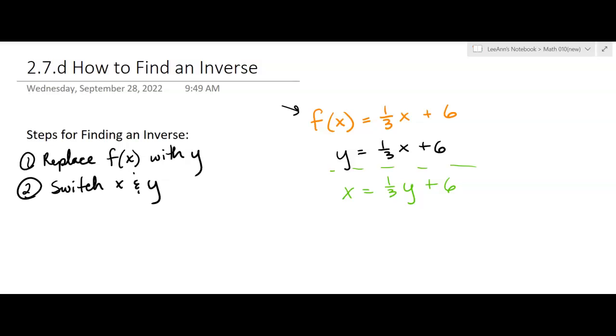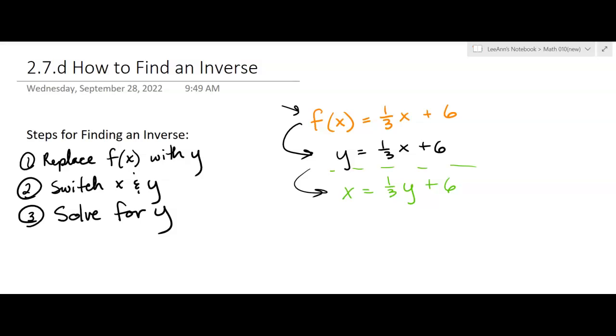All right. Step 3, here's where the math comes in. Solve for y. So the first 2 steps aren't too bad. First step, you're just replacing f of x with y, which we kind of have done in the past. Second, not too bad, just all the x's become y's, all the y's become x's. That's the switch.